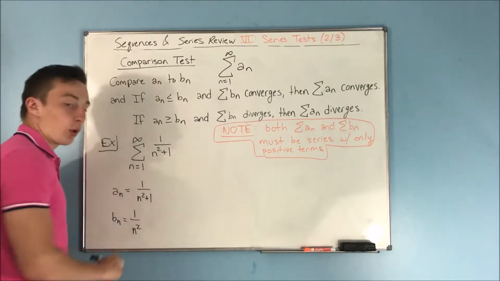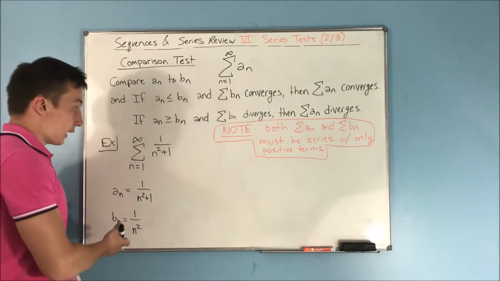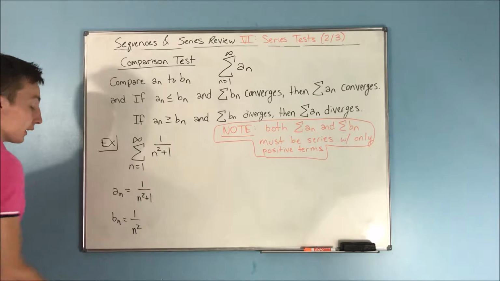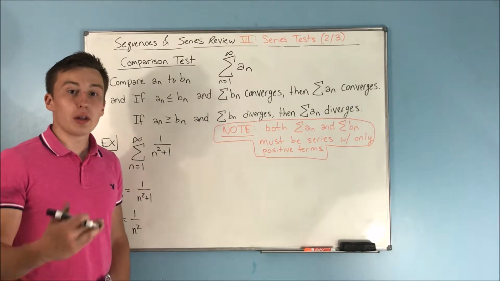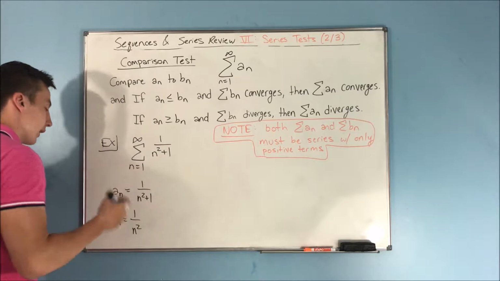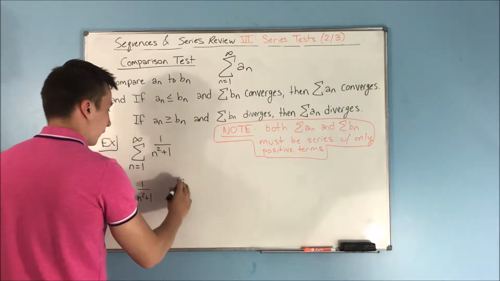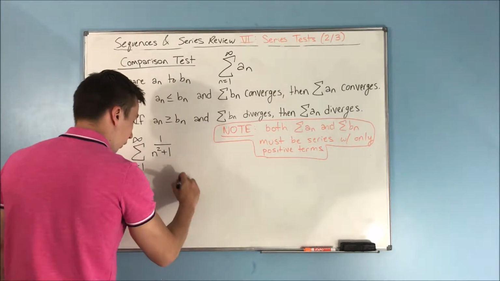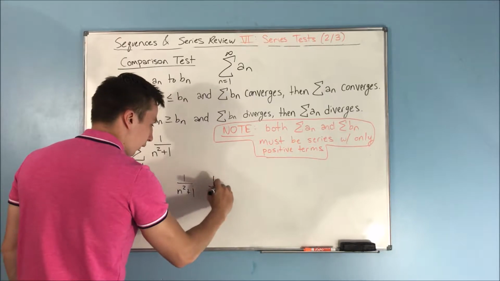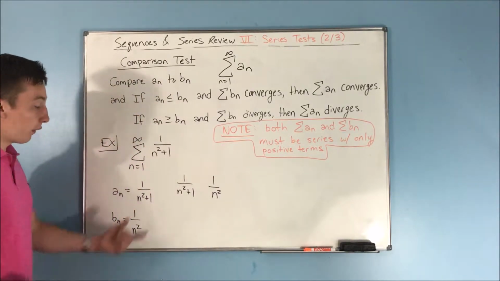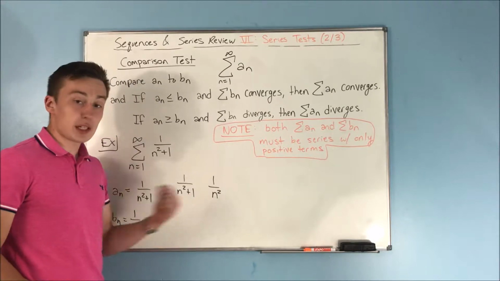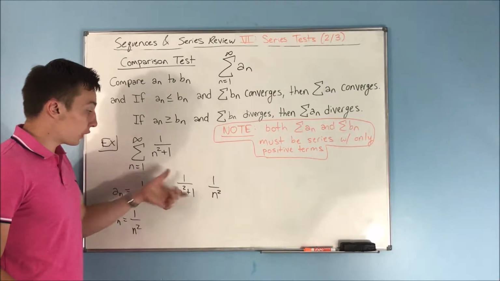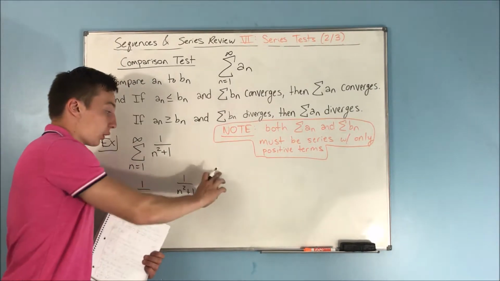Let's compare it to this 1 over n squared, which we know is going to converge or diverge. In this case, since p is 2, which is greater than 1, we know it converges. So let's see what the relationship is between 1 over n squared plus 1 and 1 over n squared. This denominator, n squared plus 1, is larger than this denominator, while the numerators stay the same. So you know that this whole fraction is going to be less than this whole fraction.